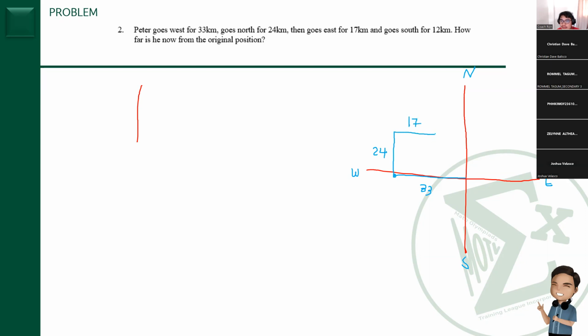And then you go south with 12. All right, so what's the final distance? What are we looking for? We're looking for this one here, right? We're looking for this one here.